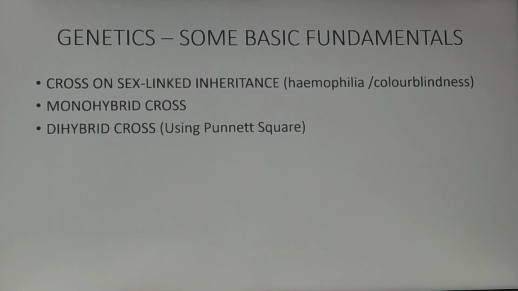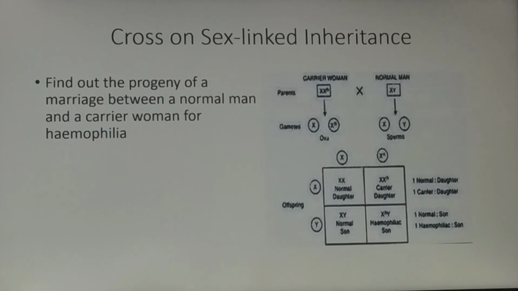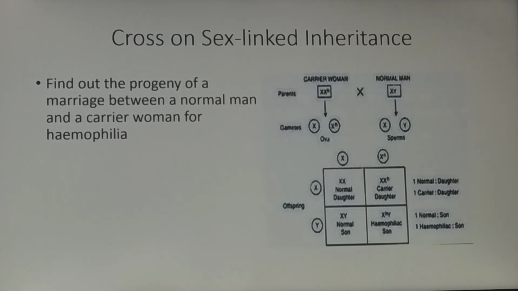Now moving on to the second chapter, that is genetics, some basic fundamentals. You can expect a question like this, which is a cross on sex-linked inheritance. The question is given there on the left side. Find out the progeny of a marriage between a normal man and a carrier woman for hemophilia. So what you have to write in the answer, write the phenotype first. What are the phenotypes of the parents? The parents are normal man and carrier woman. So first write the phenotype. You can see there on the right side, the carrier woman crossed with normal man.